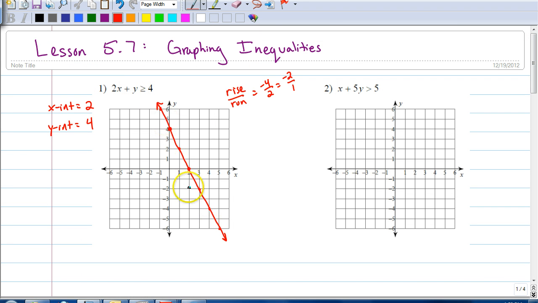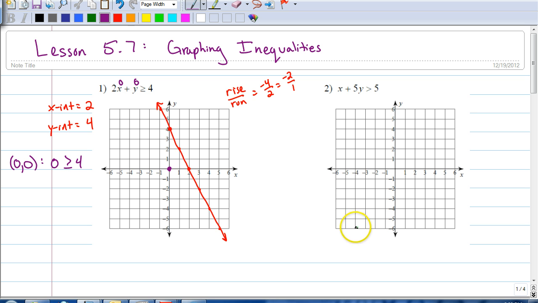Because remember, this line breaks our graph into two regions. We have a region that's above the line and a region that's below the line. So what we're going to do is pick a point in either region. Since I can pick any point I want, I'm going to pick an easy one: the point 0, 0. I'm going to put 0, 0 in this inequality to see if it's a true statement. If it's a true statement, that means that it's a solution for the inequality. And the nice thing about putting 0 in for x and 0 in for y is that 2 times 0 is 0, plus 0 gives me just 0 on the left.